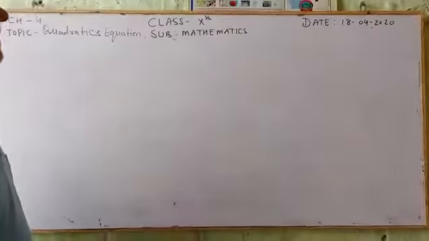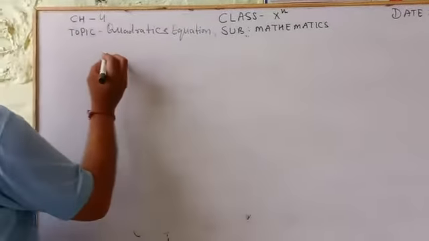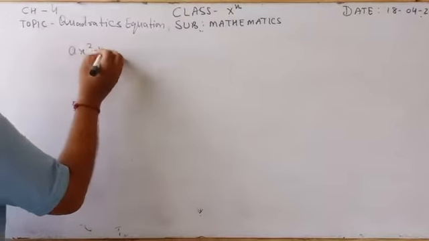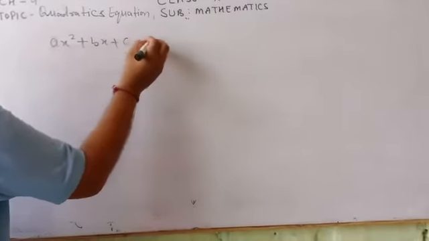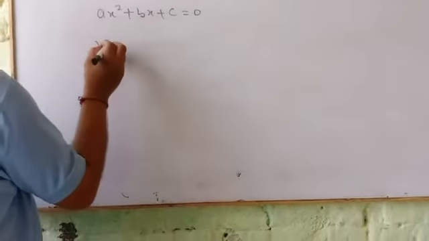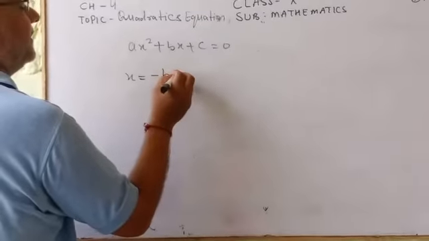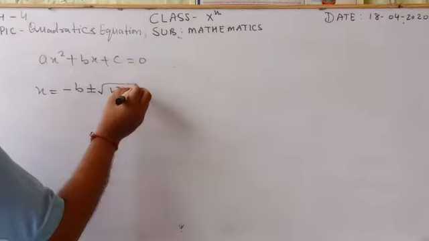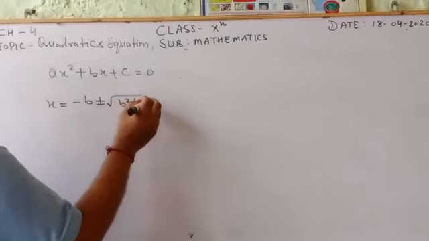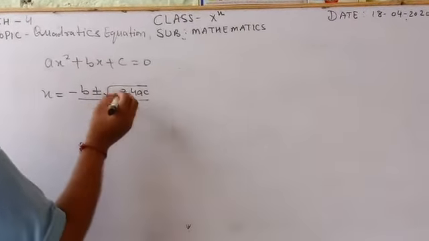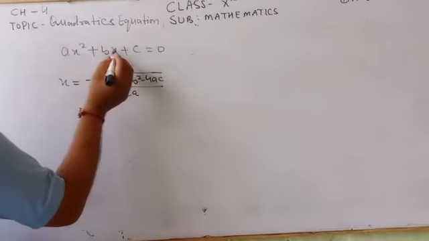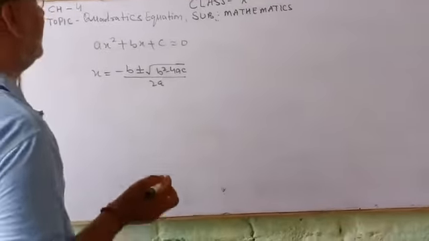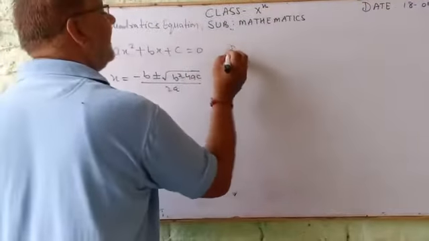Today I will start with the formula. First we write down the formula. We take the given quadratic equation ax square plus bx plus c equal to 0, and the formula is x equals minus b plus minus square root of b square minus 4ac upon 2a. We know that a is the coefficient of x square, b is the coefficient of x, and c is the constant term. But before using the formula, we check the discriminant.